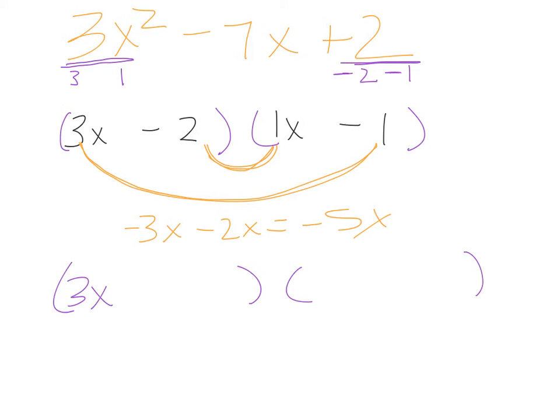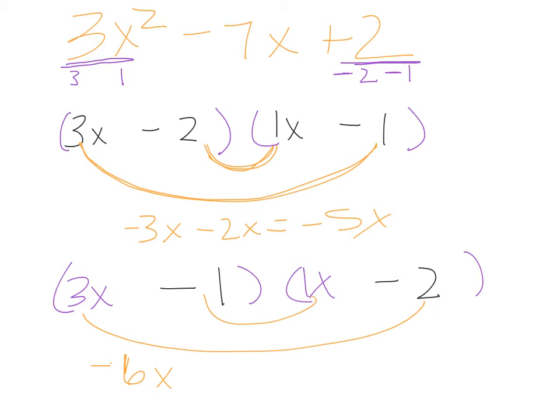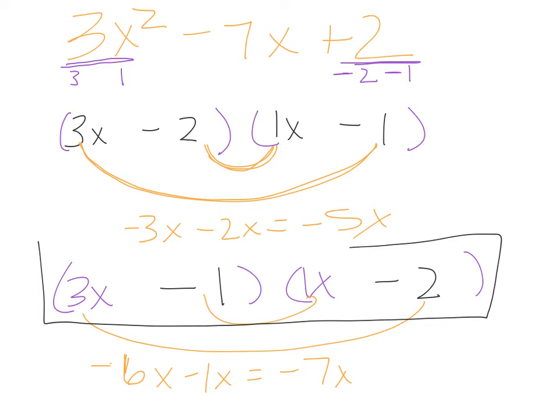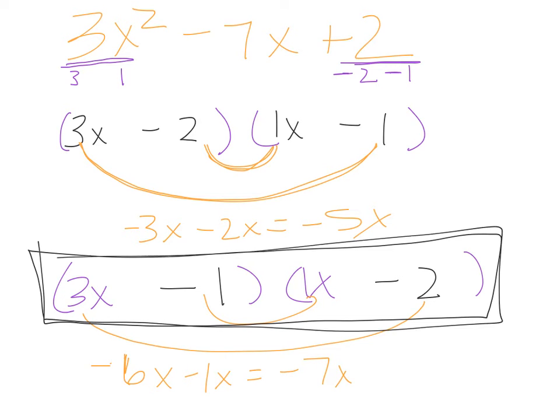So I'm going to again leave my 3x and 1x here. I'm going to flip-flop my other two that I have. So I'm going to put my negative 1 in my first parentheses, my negative 2 in my second. So guessing, checking. So my outside would give me a negative 6x, my inside would give me a negative 1x, and when I add those together, I get a negative 7. And now looking at that, that's the same as this one. So this would be my answer. This is review from last semester. Guess and check. So that would be my final answer when I factor that.